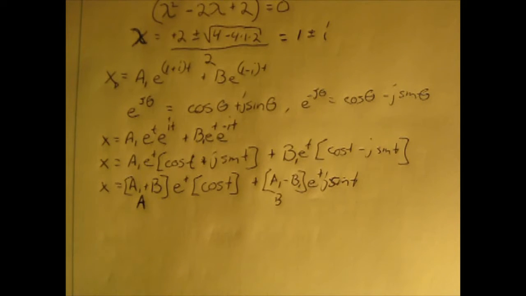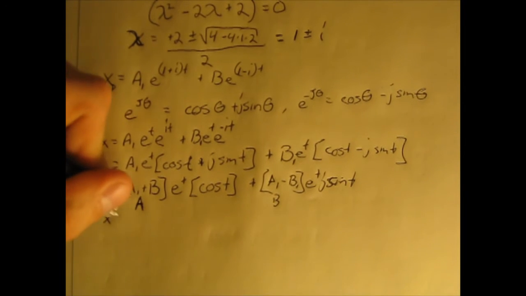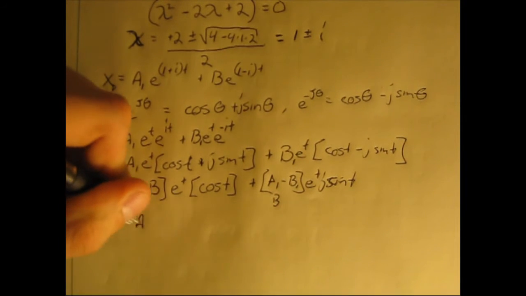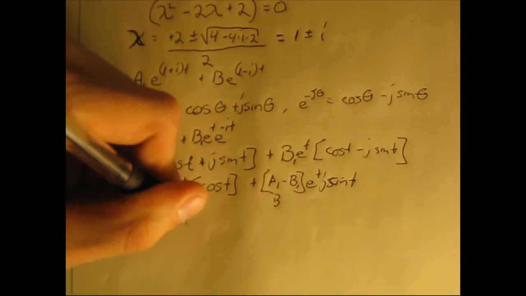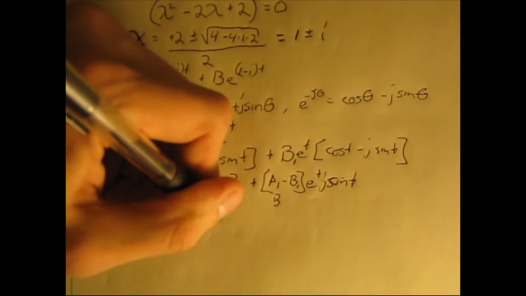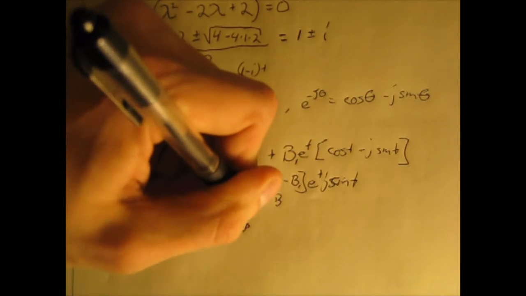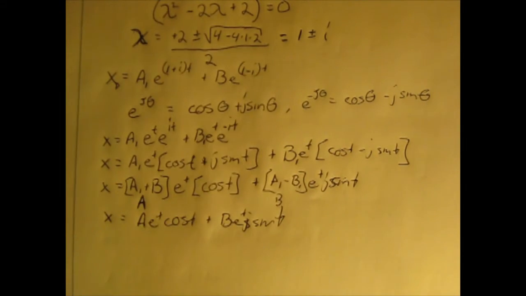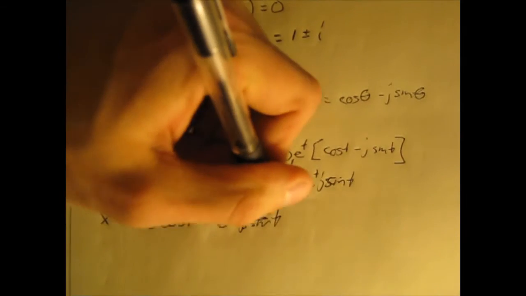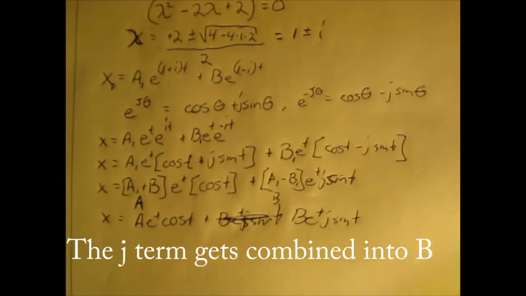So once we got this form, we'll go ahead and rewrite that. We have x equals a e to the t cosine t plus b e to the t j sine t. Okay, so there we go. We have that part.